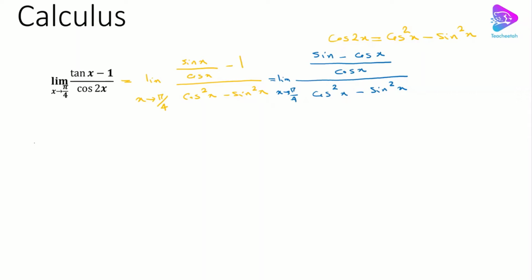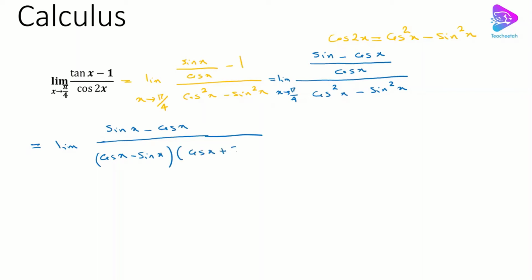And then we can write it as the limit of sine of x minus cos of x. And what we can do is expand cos squared x minus sine squared x as cos of x minus sine of x, and then cos of x plus sine of x, and the whole thing is going to be multiplied by cos x, and x is approaching to 0.